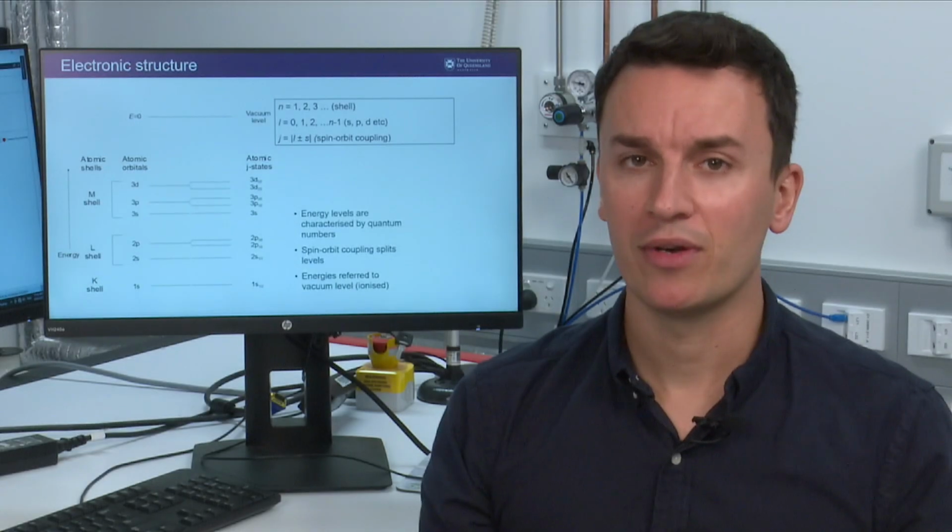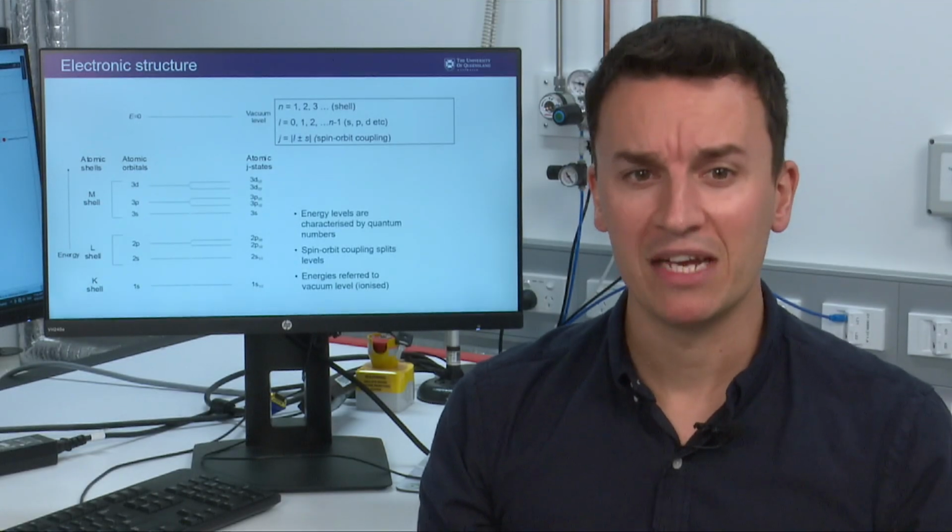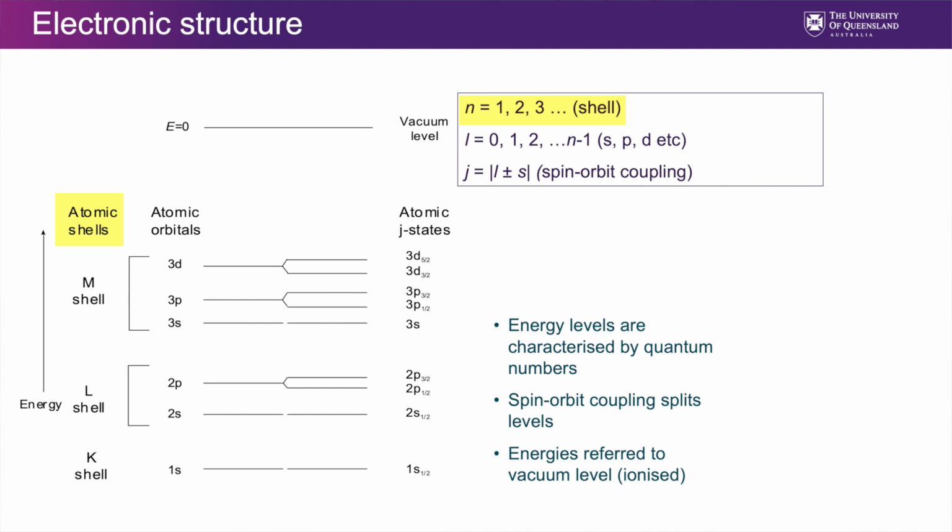If we consider the electron structure as a whole, we can look at these energy level diagrams. We have n, the principal quantum number, which describes the shell. Then I have L, which describes the type of orbital. And then we actually get splitting. So the energy levels are characterized by the quantum numbers. Spin-orbit coupling splits the levels, and the energies that we get are referred to the vacuum level here. So 1s at the bottom, then we've got the 2s and the 2p, and then the 3s above that. You can also see on the left, I've labelled these as K, L, M. So this is just another type of nomenclature for identifying the orbitals that we have.